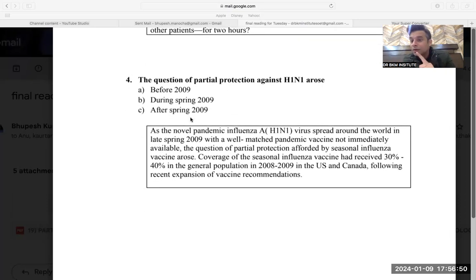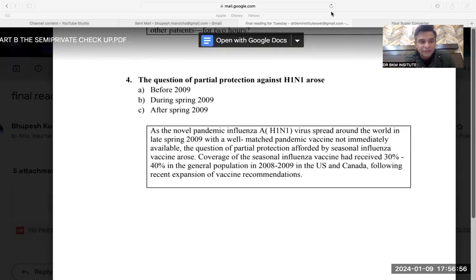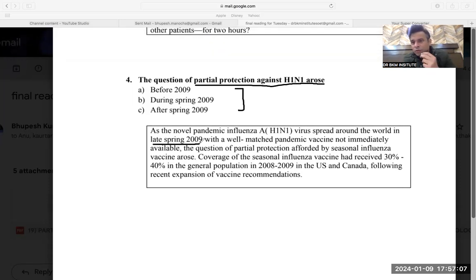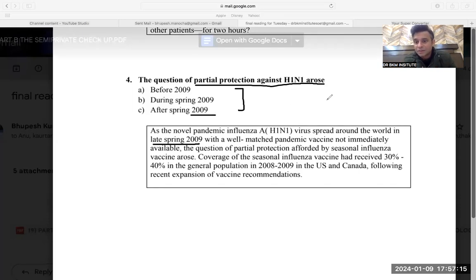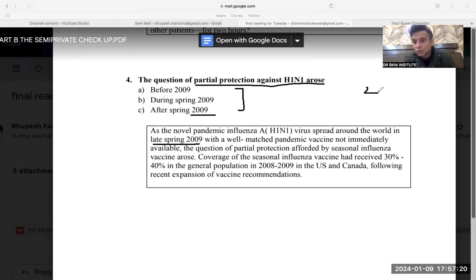Then comes an easy question, but a tricky question. So we did this question. Again, the major keywords in this question were exactly the same thing. The question of partial protection arose in which time? The only time given was late spring. Sometimes in a rush or in a hurry, we feel that late spring means after spring. But then I gave an example. Suppose my birthday comes on 28th of January. Then I asked, is it after January, before January, or during January? Everybody said during January. So that is exactly the point.